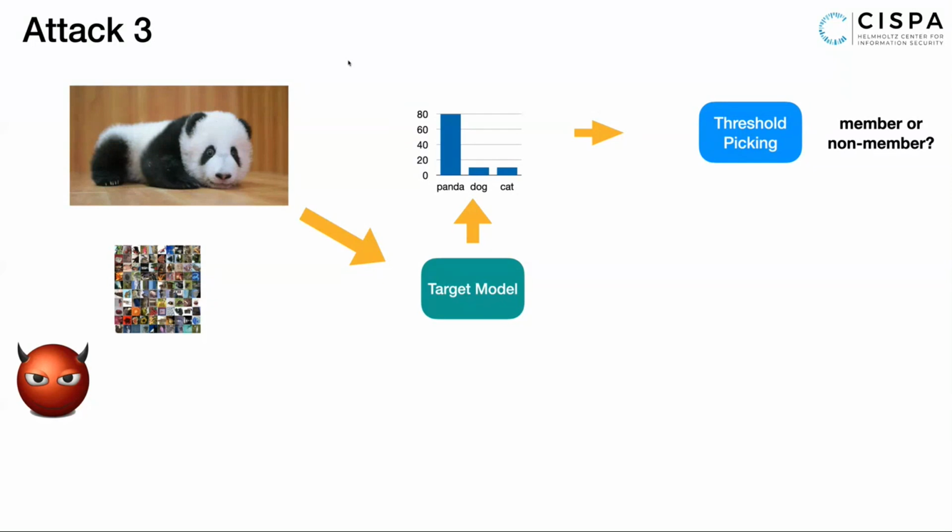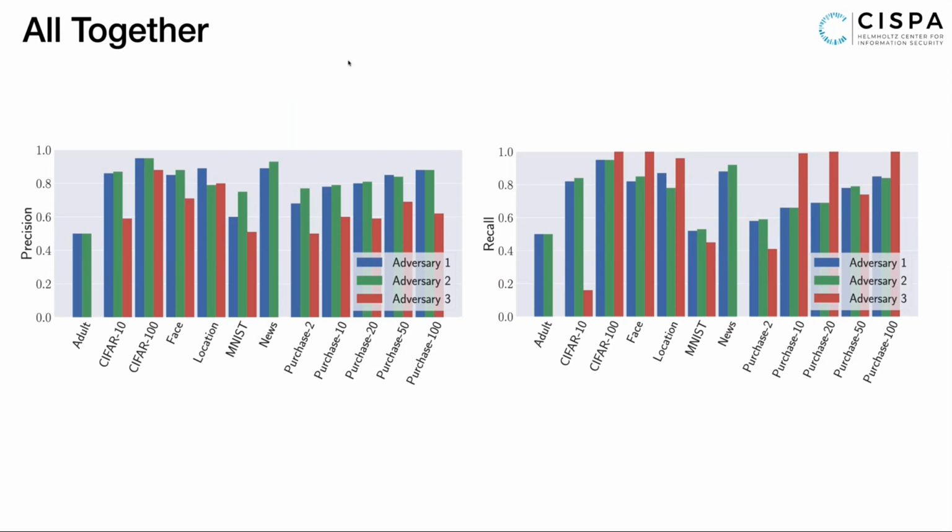Let's say my threshold is 0.7 and the largest posterior is 0.8. So 0.8 is bigger than 0.7, so I say, okay, this is a member. That's it. That's how attack 3 works. Because as I mentioned, overfitting is one of the fundamental reasons that membership inference can work, or that you are able to tell members and non-members apart.